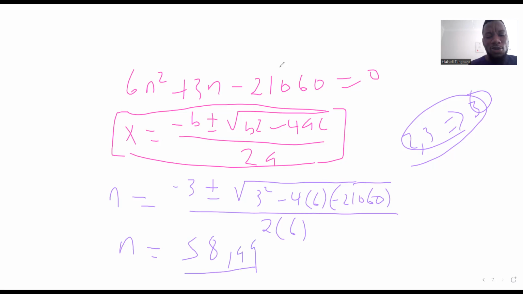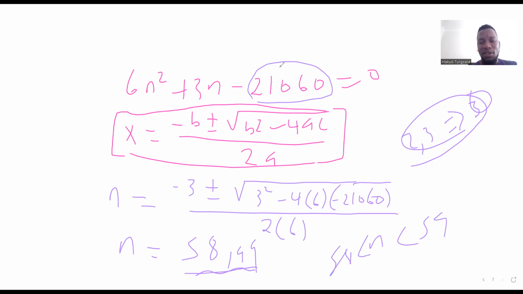Okay, so let's just try to apply the logic here, right? The question asks how many of the first differences need to be added to the first term to get to this value. It's telling you that n is somewhere between 58 and 59. That's what this tells you. It's telling you the correct n is between there, right?